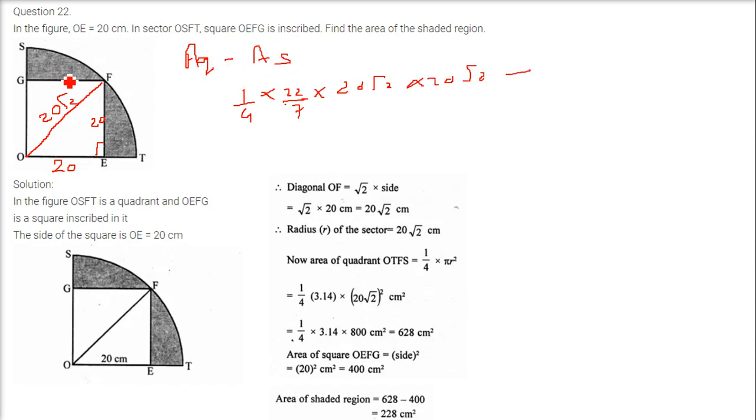And then you have to subtract the area of the square, which is 20 into 20, that is 400, 20 square. So this is going to come as 628. And this is of course 400. So you get 228 centimeters square.